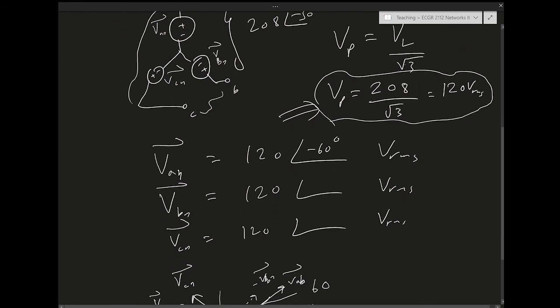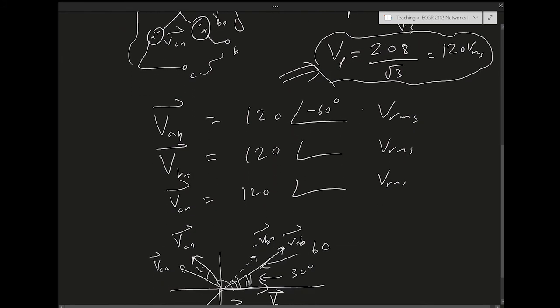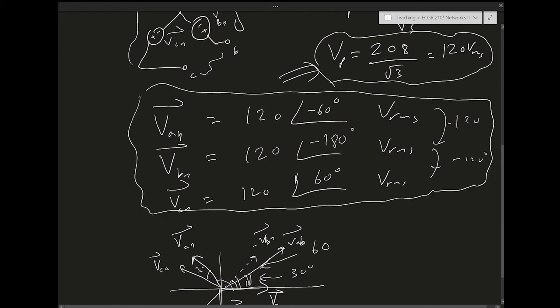Right? And then all I have to do is to find VBN and VCN, and the 120 degree relationship still holds, right? Minus 120, or plus 120, the same thing. So I could take minus 60 and subtract 120 from it. I end up with minus 180. And then take minus 60 and add 120 to it, and I end up with 60 degrees. So those are the three phase voltages. I could also take minus 180 and subtract 120. I end up with minus 300. Minus 300 is equivalent to 60. Okay.